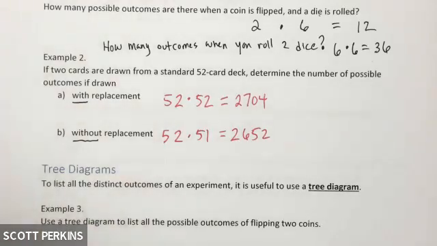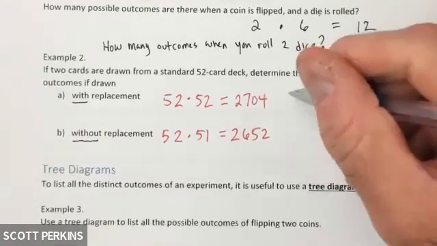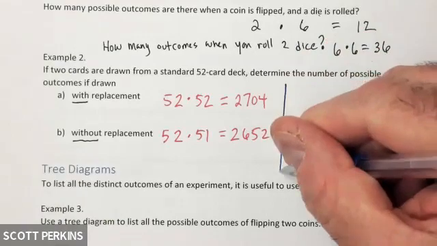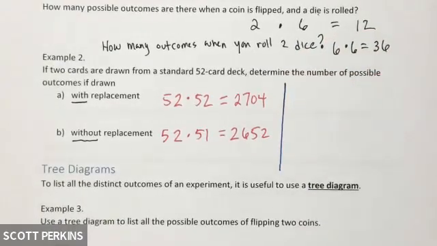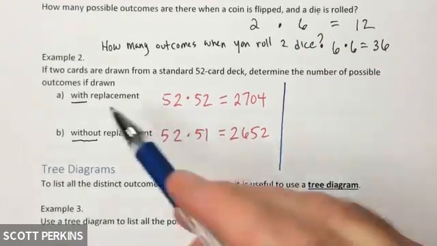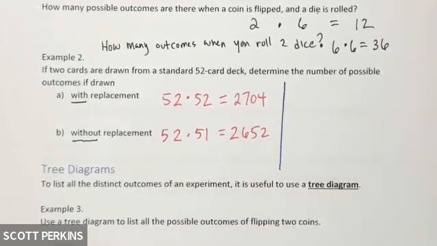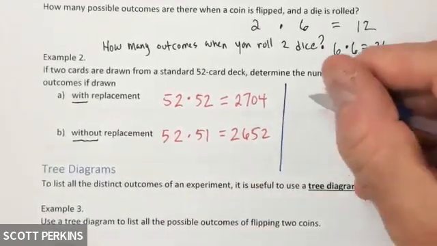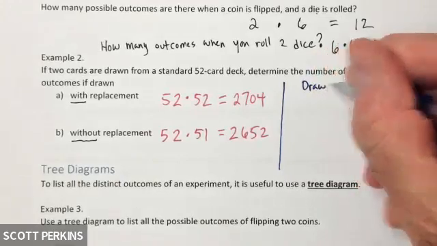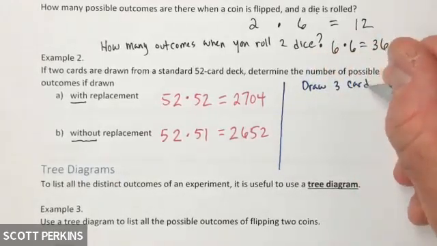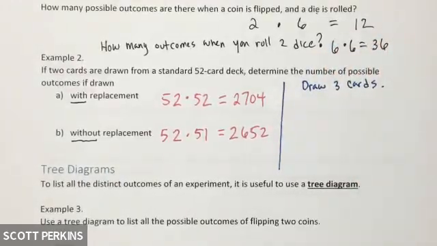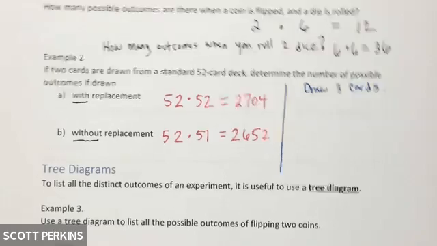Well, let's do this. I'm just going to draw a little line right here. So instead of doing this for 2 cards, I want you to use the counting principle. I want you to do each of these 2 problems again with replacement, without replacement, but this time we're drawing 3 cards. Okay, and I would like you to tell me how many possible outcomes there are when I draw 3 cards. First, when I do it with replacement. Second, when I do it without replacement.